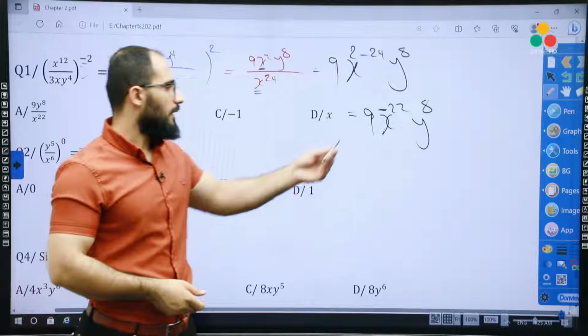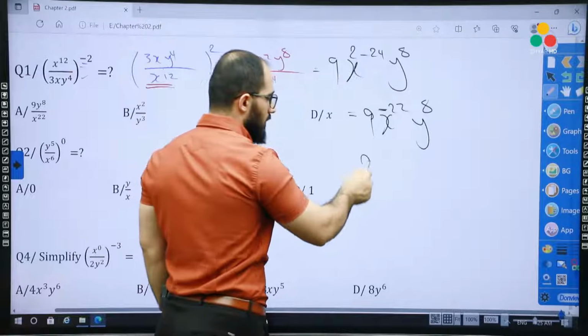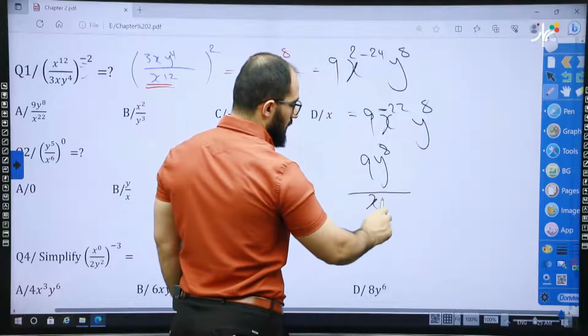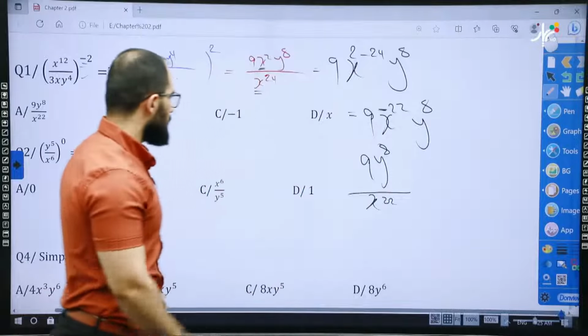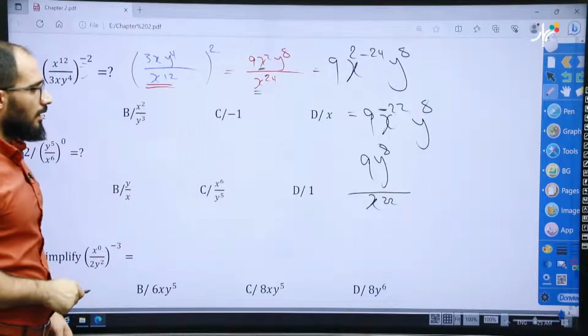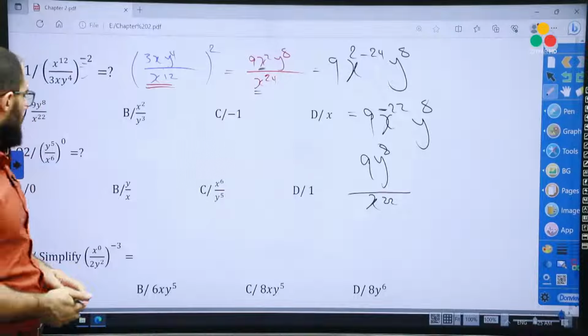Then y with 8 power. I told you we don't have to have the negative power here, so we upside it down. It's going to be y 8, and here it's going to be x 22. So the correct answer is A. 9a y with the 8th power, x power 22.